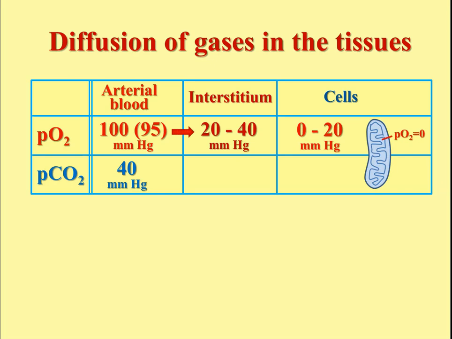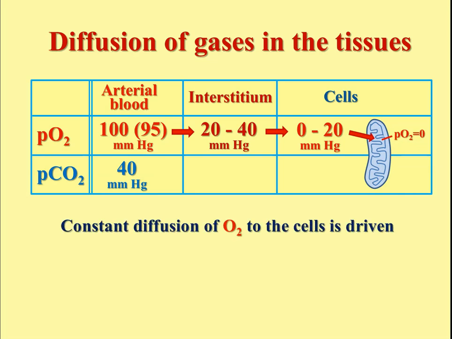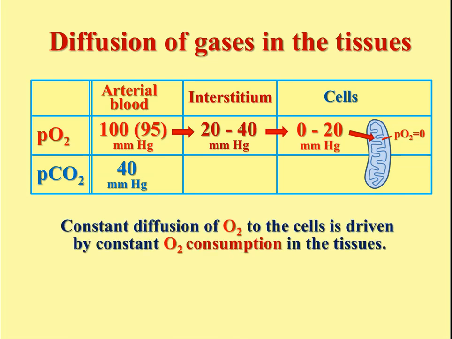So, and you see, gradient is directed from higher to less and less pressure. Finally, oxygen goes into mitochondria, where it's used immediately. As a result, CO2 is produced, as well as water. Constant diffusion of oxygen to the cells is driven by constant oxygen consumption in the tissues.